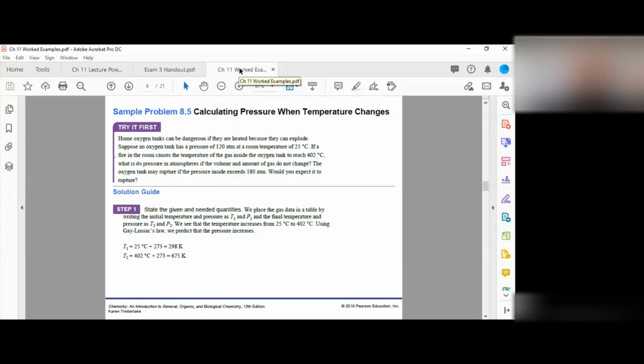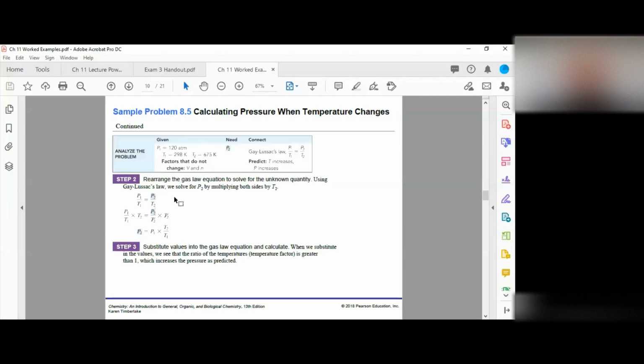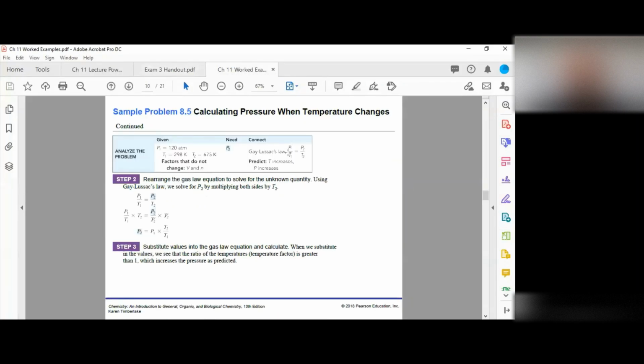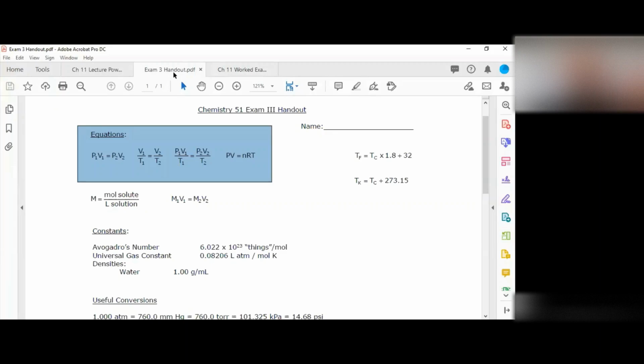Okay. The very first thing I need to do, I need to get those temperature values that are given to me in Celsius to Kelvin. That's the very first thing I need to do. So get those out of the way. The data that's given to me, pressure and temperature, reminds me of basically using Gay-Lussac's law. I need to get rid of the V1 and V2. So P1 over T1 equals P2 over T2. That will be the result of canceling V1 and V2 of the third equation.